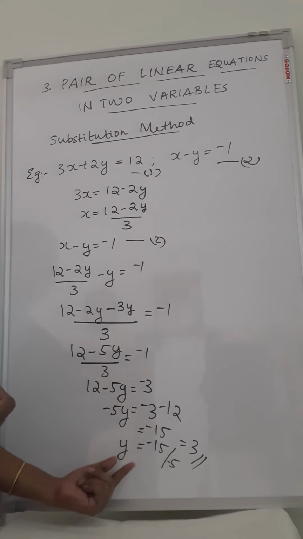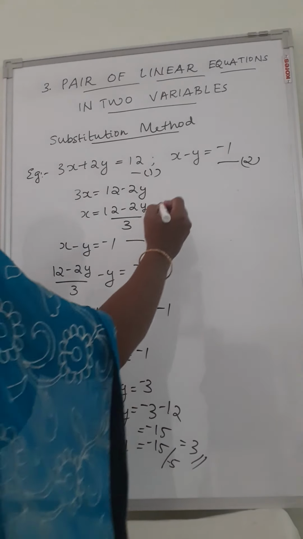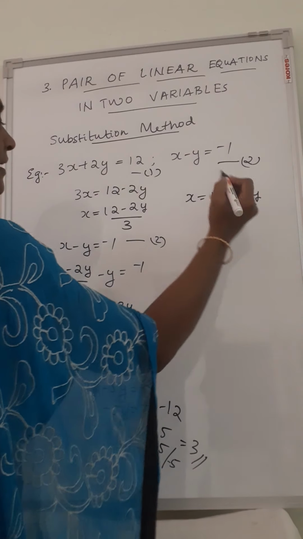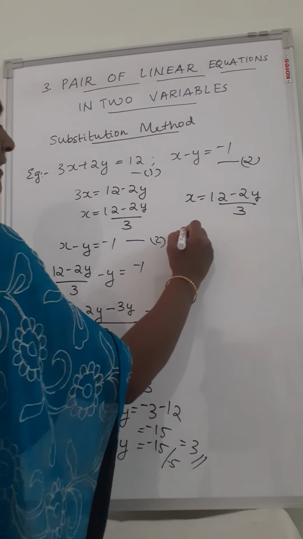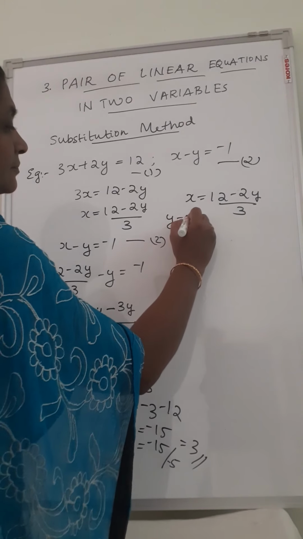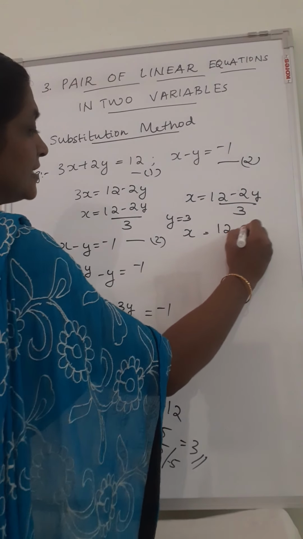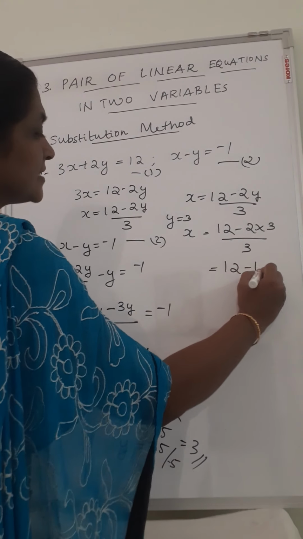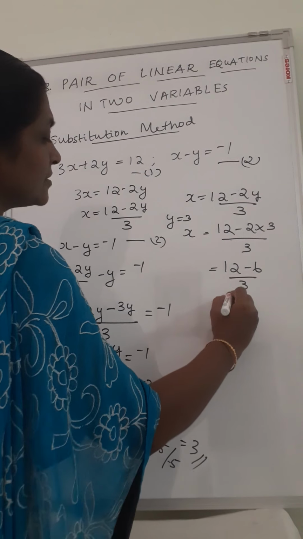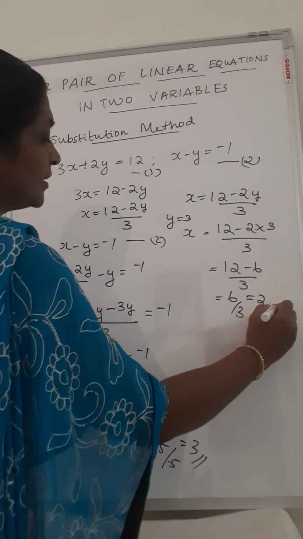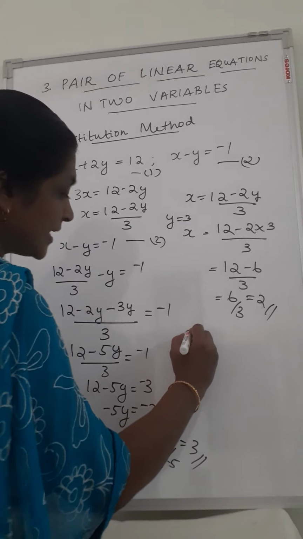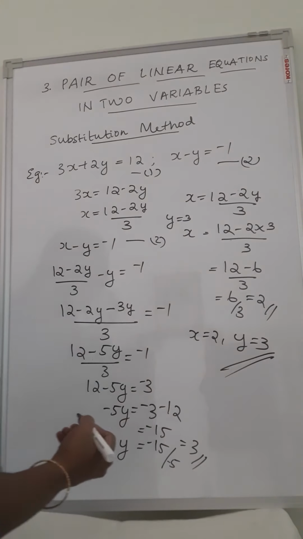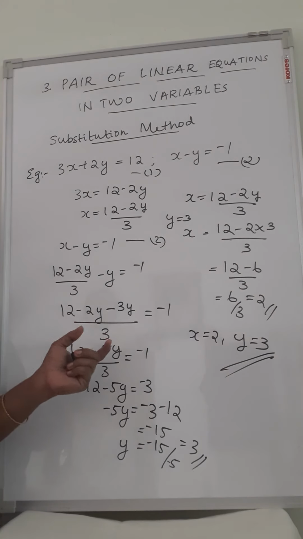Substitute the value of y in this equation, that is x is equal to (12 minus 2y) by 3. Then y is equal to 3. Then x is equal to (12 minus 2 into 3) by 3. That is (12 minus 6) by 3 is equal to 6 by 3, that is 2. The values of x and y are x is equal to 2 and y is equal to 3. Solve the equation means find the value of x and y.